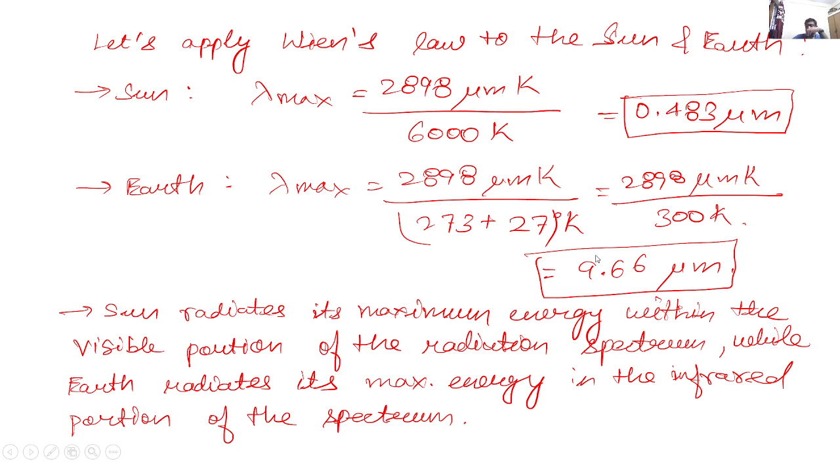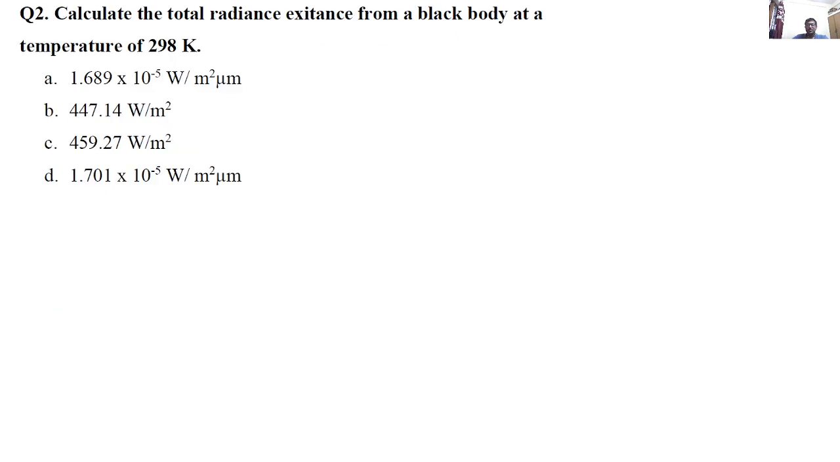Okay. So let's take the second question now. The second question is: calculate the total radiant exitance from a black body at a temperature of 298 kelvins. So it's straightforward. It's based on the Stefan-Boltzmann law. So let's see the law first of all.